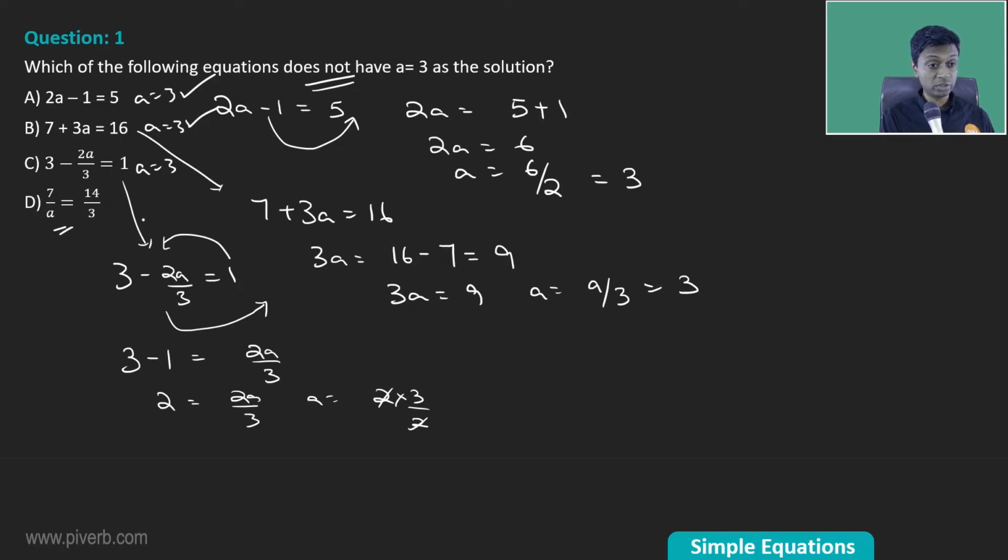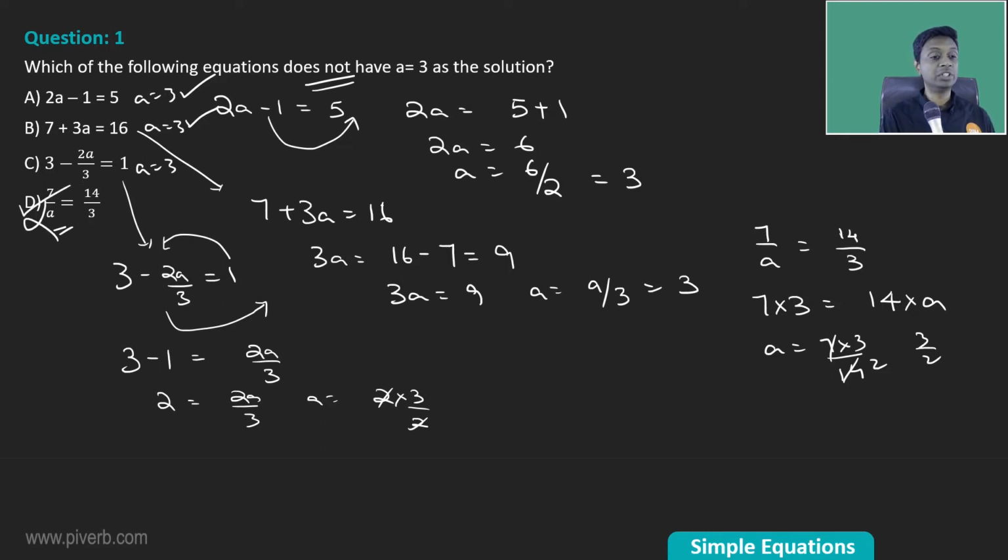Let's solve this. 7 by A equals 14 by 3, or 7 into 3 equals 14 into A. I'm just cross multiplying. Or A is 7 into 3 by 14, which is 3 by 2. This one doesn't work, and the choice is D.